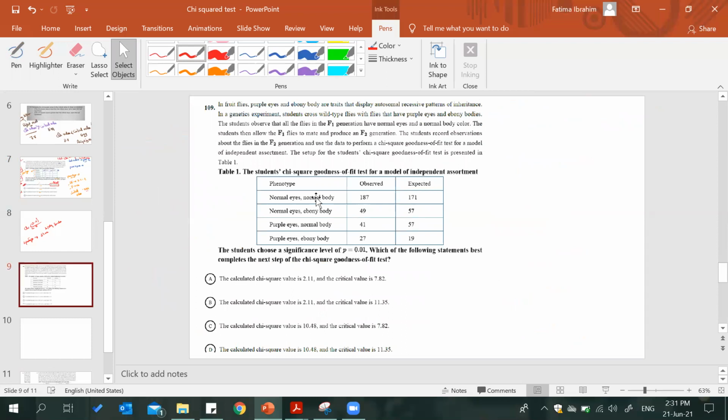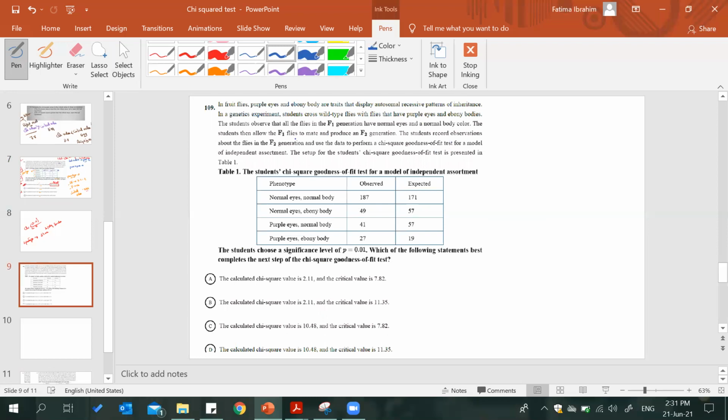Now question 109. Once again, you have to collect the givens and work the problem. In fruit flies, purple eyes and ebony eyes are traits that display autosomal recessive patterns of inheritance. They are autosomal. In a genetic experiment, students cross wild type flies with flies that have purple eyes and ebony eyes. The students observe that all of the flies in the F1 generation have normal eyes and normal body. The students then allow F1 flies to mate and produce the F2 generation. He's giving you the setting for the experiment. So far, there is no data.